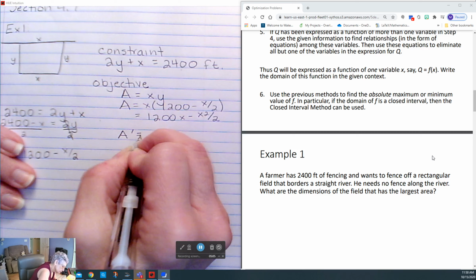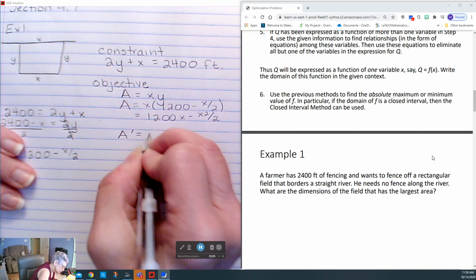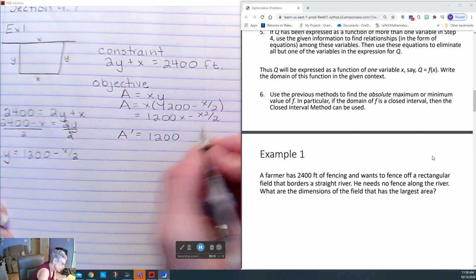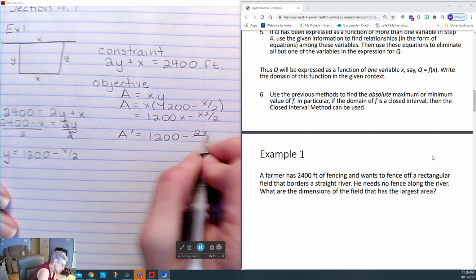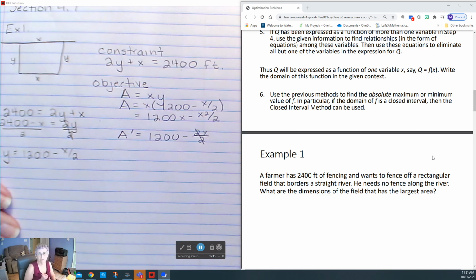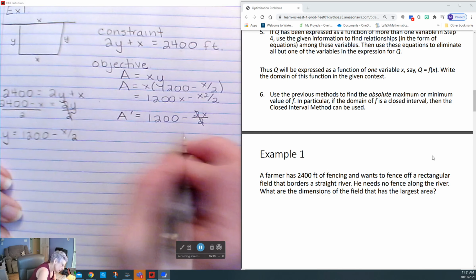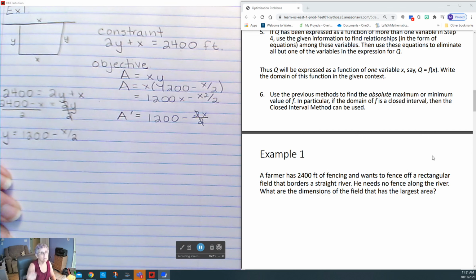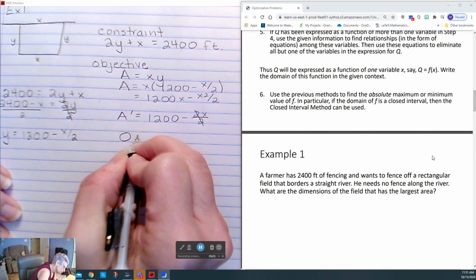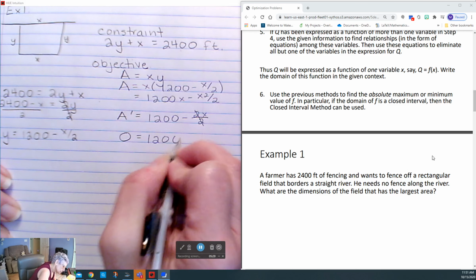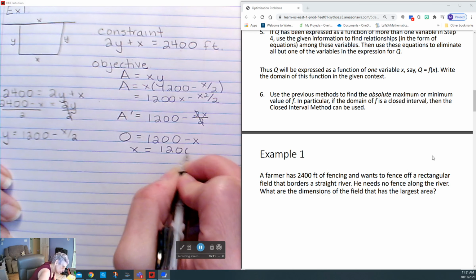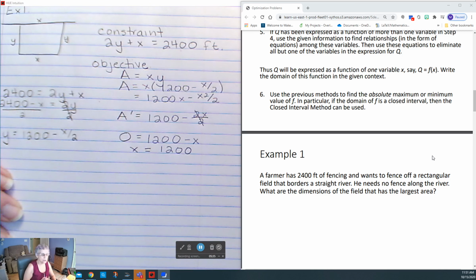And now I'm going to go ahead and take the derivative. Let's see, 2 falls down. Subtract 1 from the exponent. How convenient, that cancels. And then I'm going to set that equal to 0 because when the derivative is 0, that's where maxes and mins happen. Well, that was easy. X is equal to 1200.